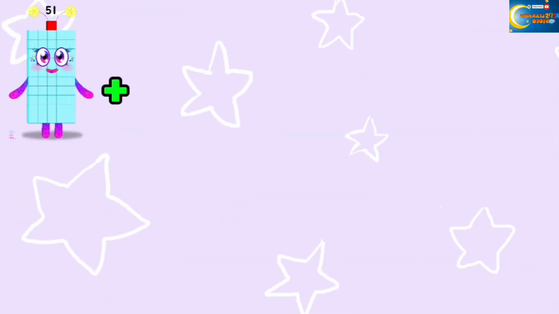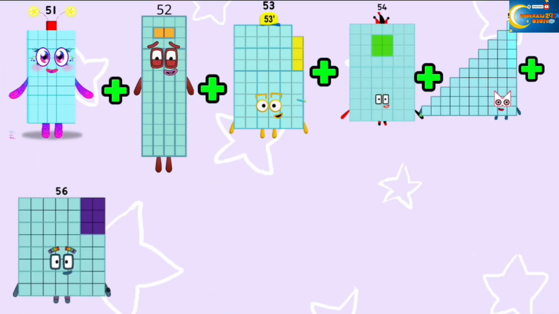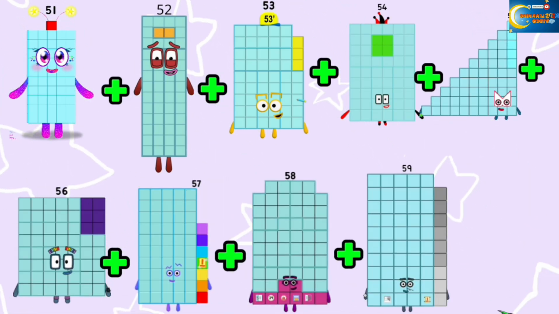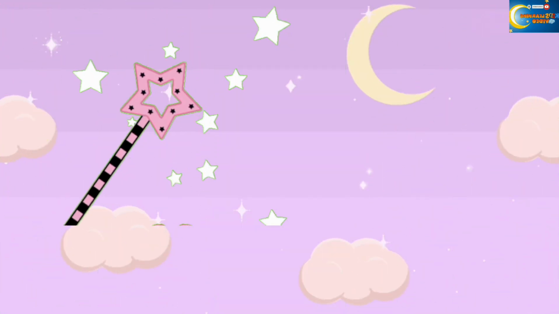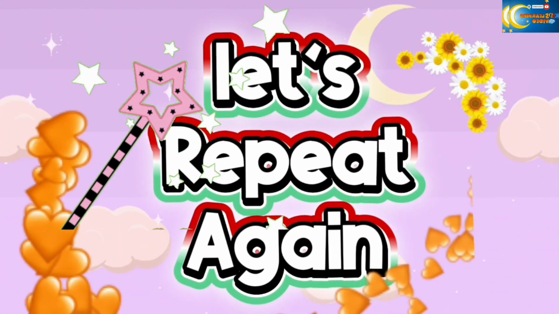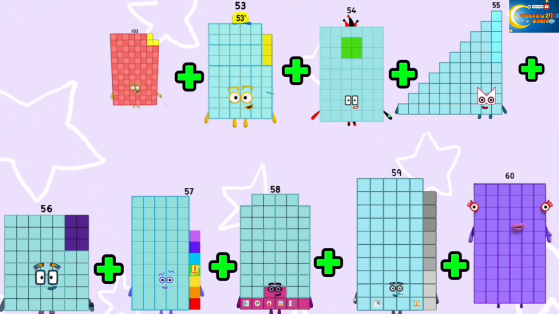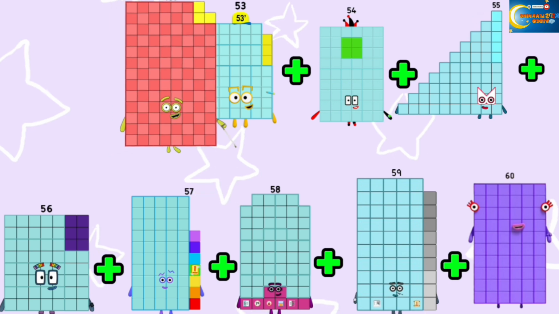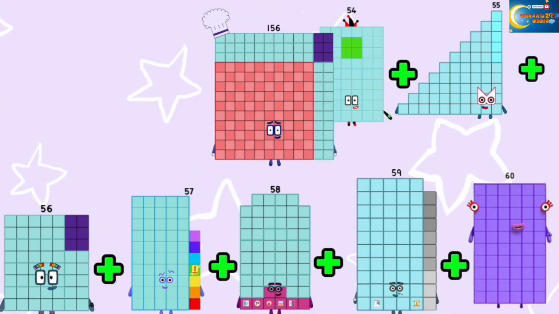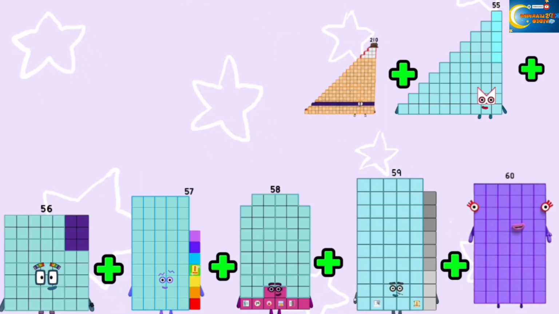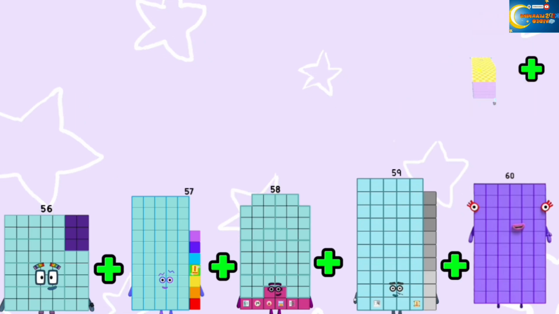Next, 51 plus 52 plus 53 plus 54 plus 55 plus 56 plus 57 plus 58 plus 59 plus 60 is equal to 555. 51 plus 52 is equal to 103. 103 plus 53 equal 156. 156 plus 54 equal 210. 210 plus 55 is equal to 256.